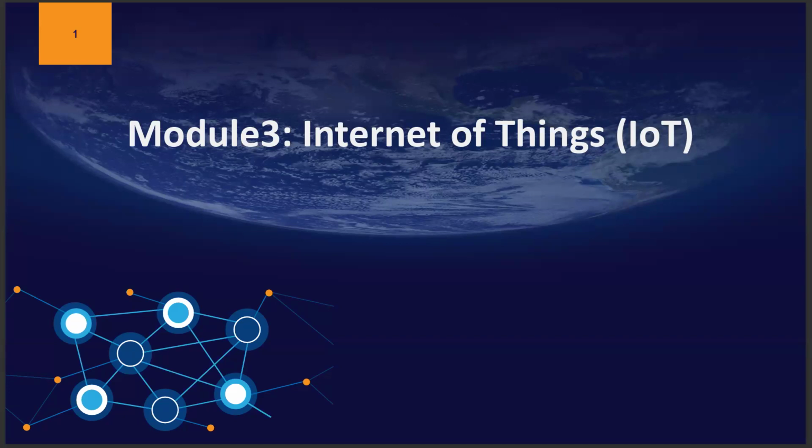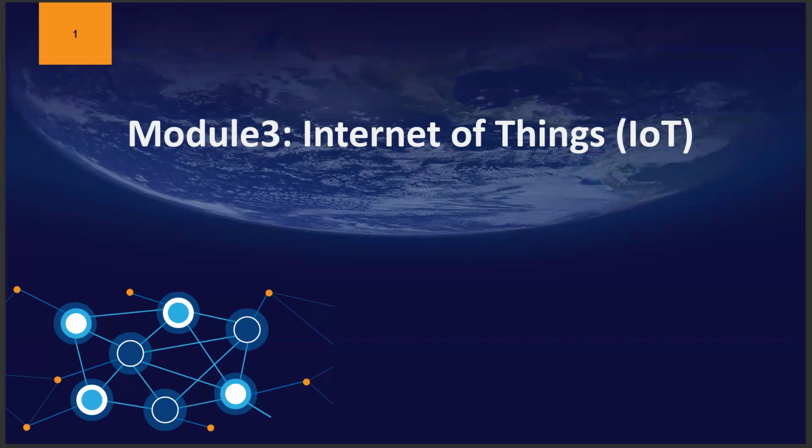All right, so today we are going to look at module 3, Internet of Things, IoT. Now, what do we understand by IoT? By definition, IoT basically refers to a network of interconnected devices embedded with sensors, software, and other technologies that enable them to collect, exchange, and analyze data.